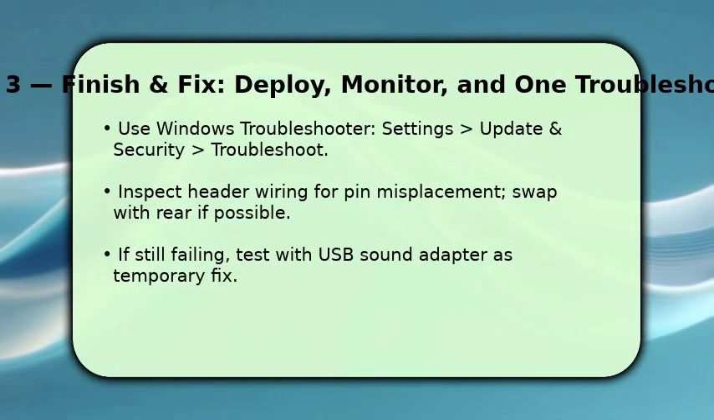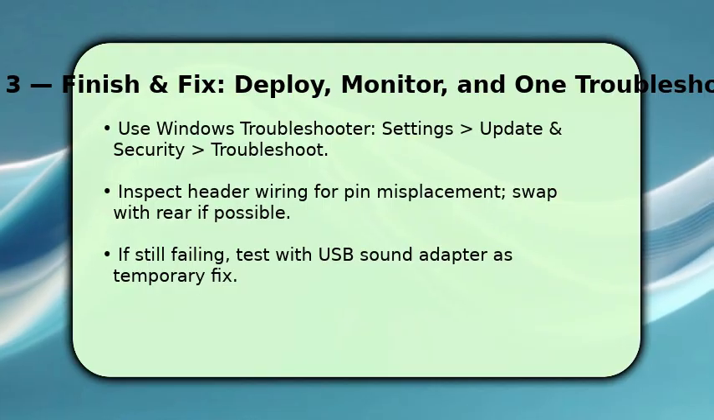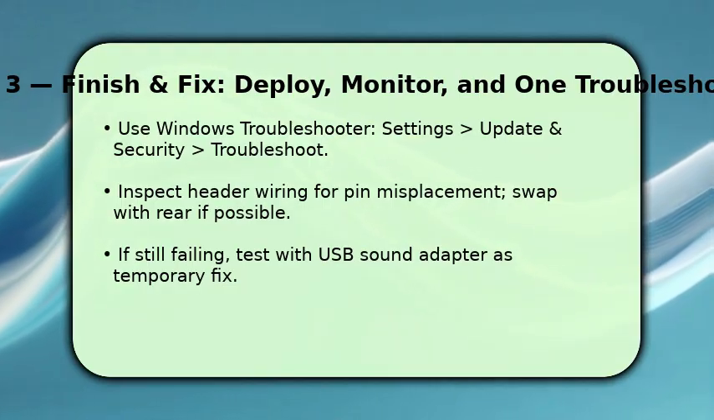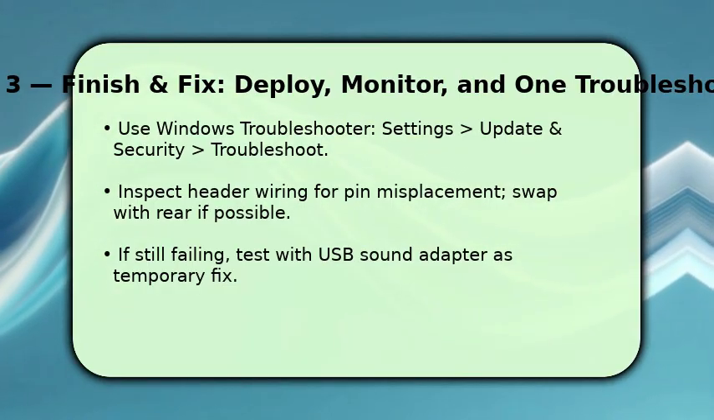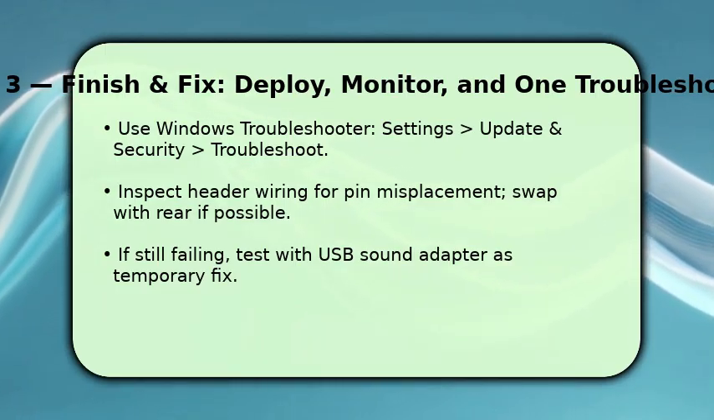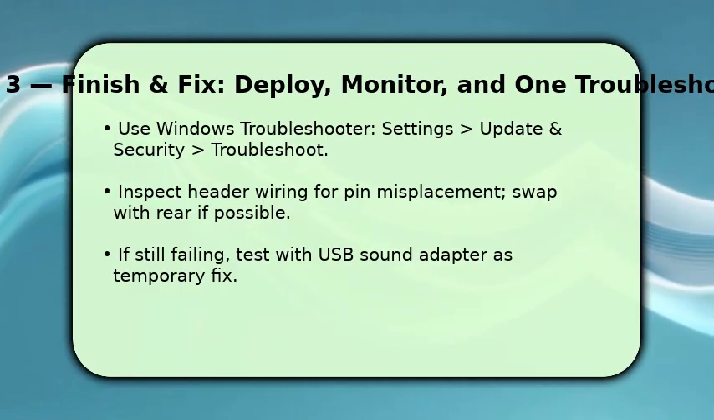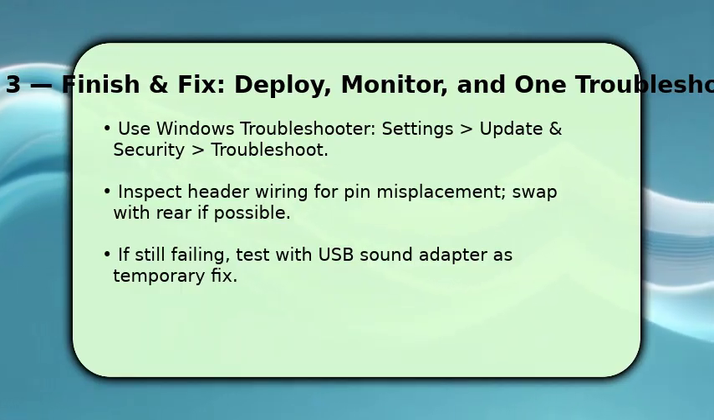Finish with advanced checks and a recovery option. Run the Windows Troubleshooter for recording and playing audio. Follow recommended fixes. If software still fails, power down and inspect the front panel header wiring for misaligned pins or damaged cables. If you can, swap the front and rear panel connectors to confirm the port hardware.